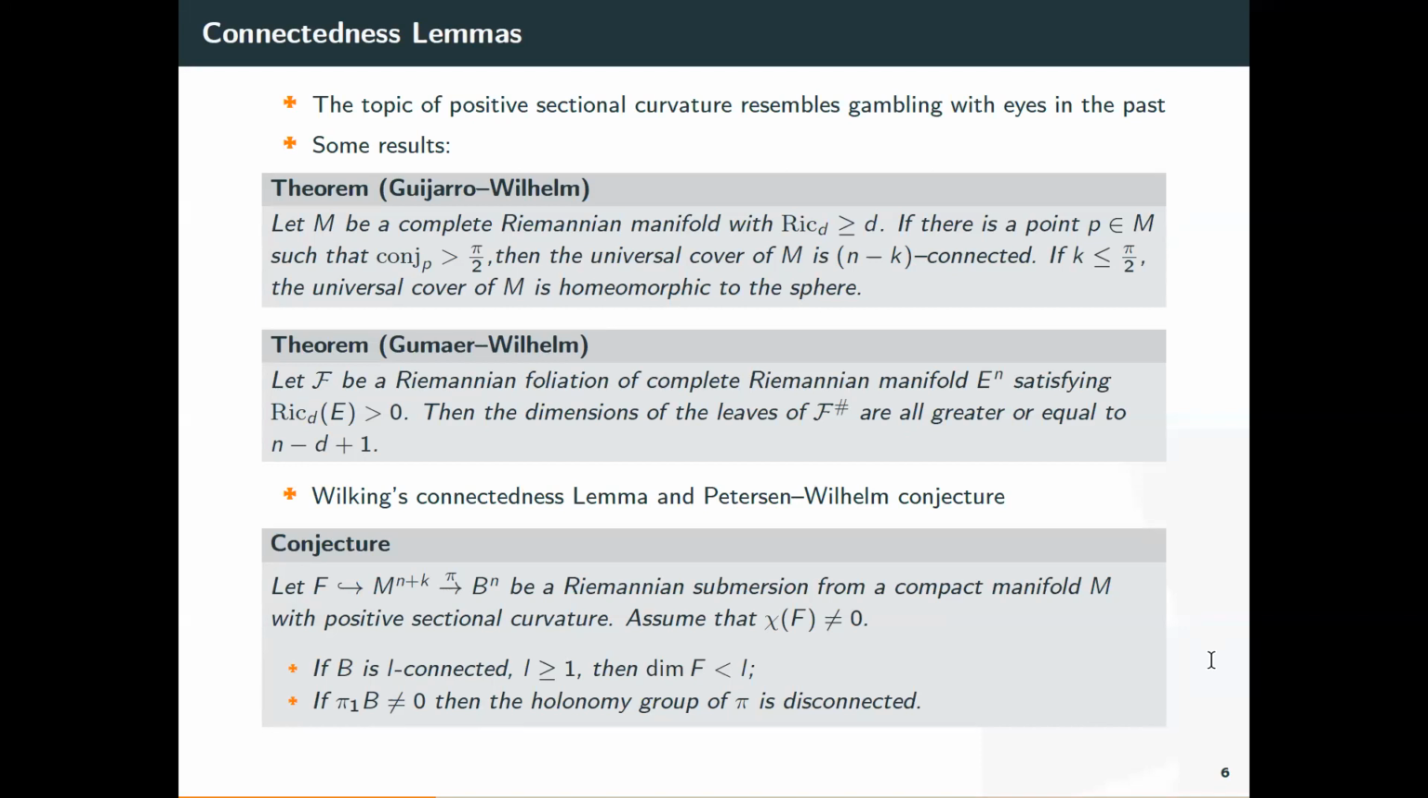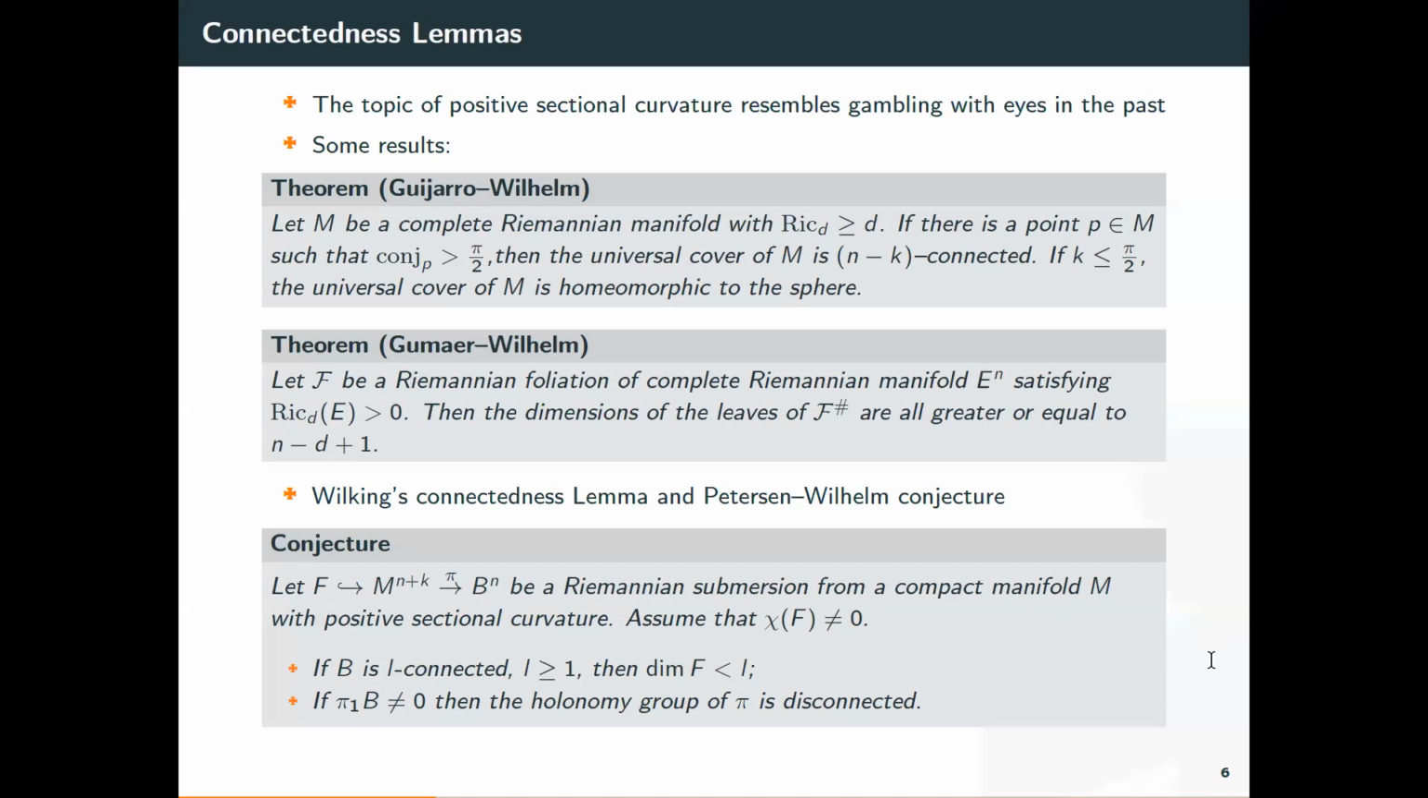That is, if you have a Riemannian submersion from a compact manifold that has positive sectional curvature and the fiber has non-zero Euler characteristic, then if the base manifold is L-connected for L greater or equal to 1, then the dimension of the fiber is lesser than L, while if your base is not simply connected, the holonomy group of the Riemannian submersion should be disconnected.